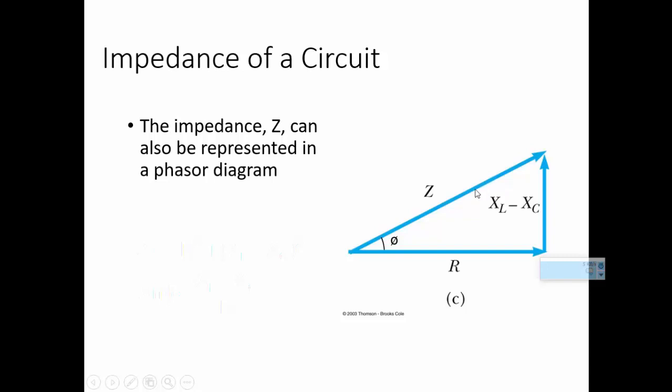Now I don't know how I missed it right here, because there are some formulas that I failed to capture, but right now suffice to say that Z is equal to the square root of R squared plus (XL minus XC) squared. And then you can also find this angle. This angle can be found using the TOA, where you can say the tan inverse of (XL minus XC) divided by R.